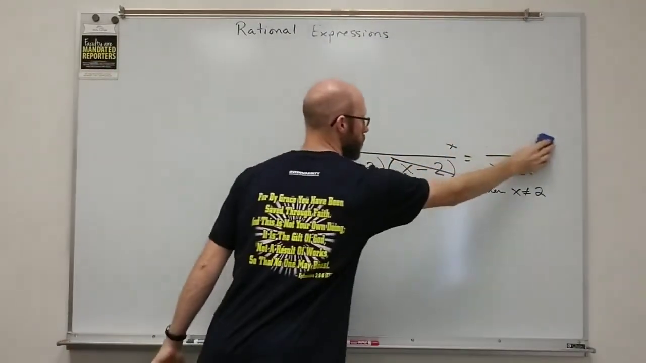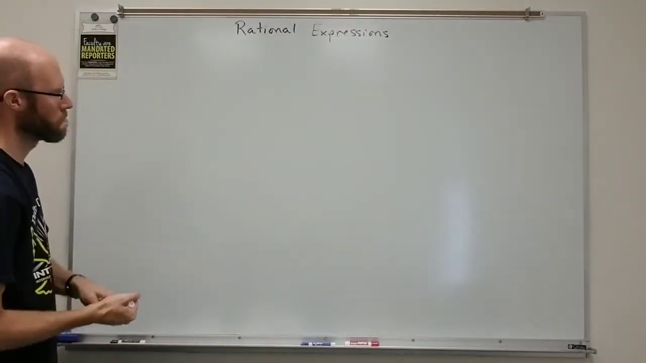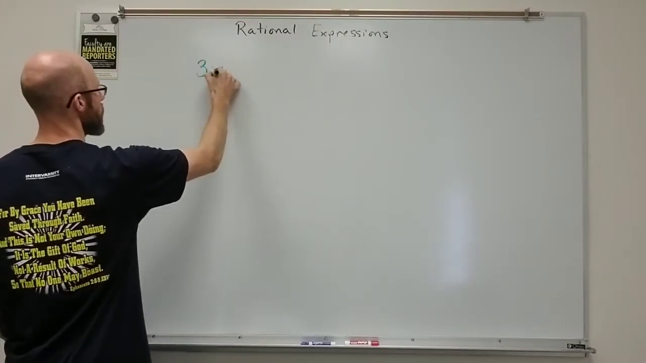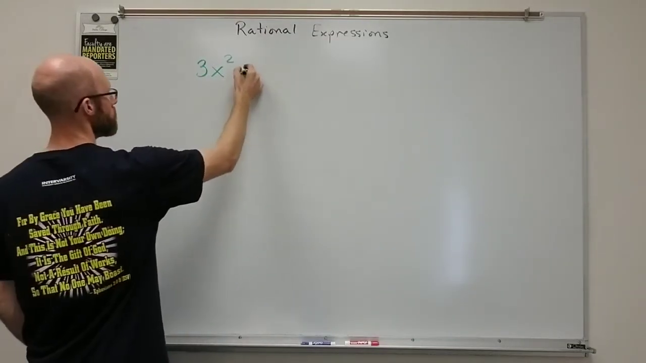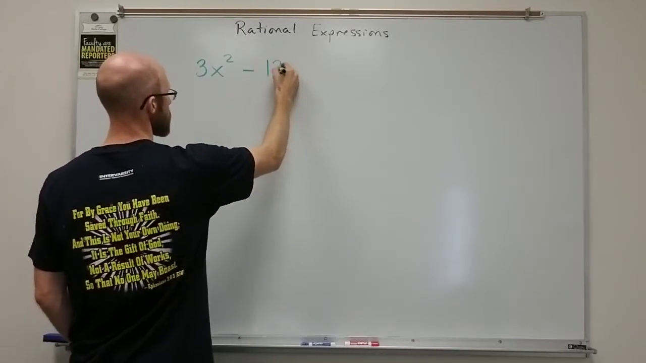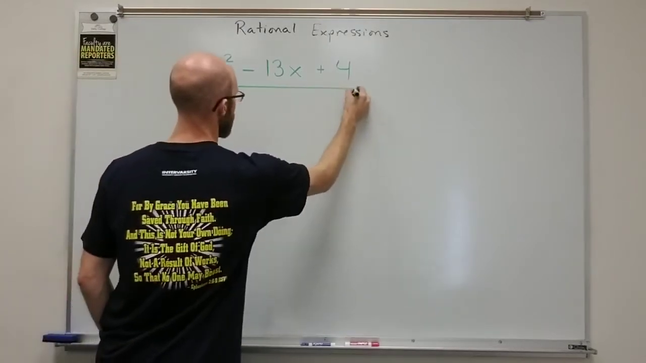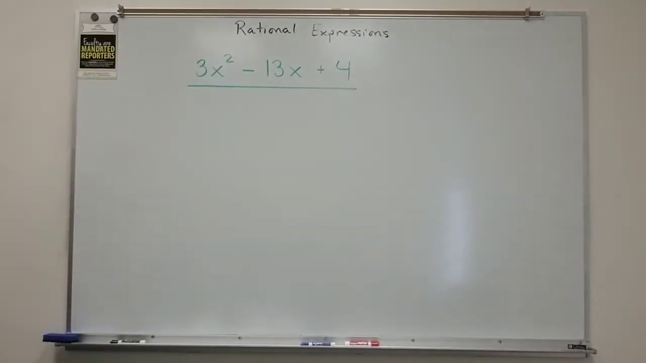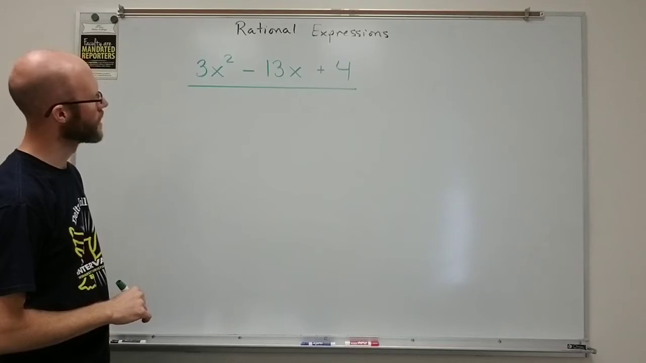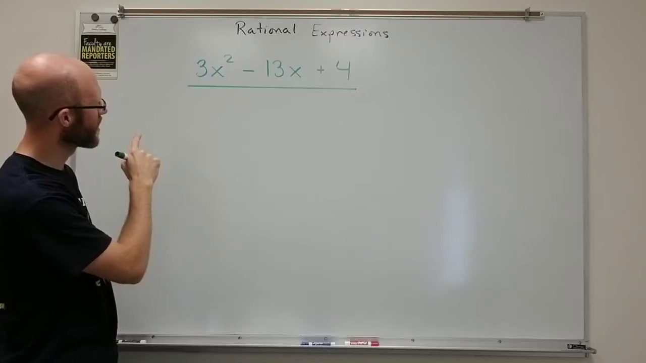And so we could do that with even more complicated rational expressions. You could do something like 3x squared minus 13x plus 4, all over, now I have to think about how this is going to factor out, so I can make another one here. Let's see, that's going to be x.